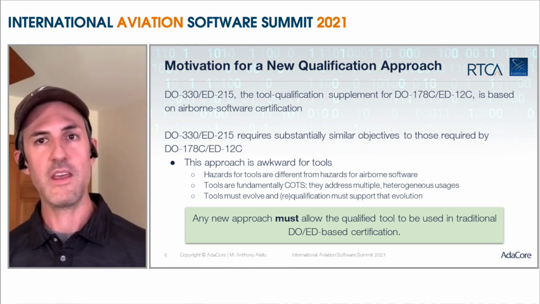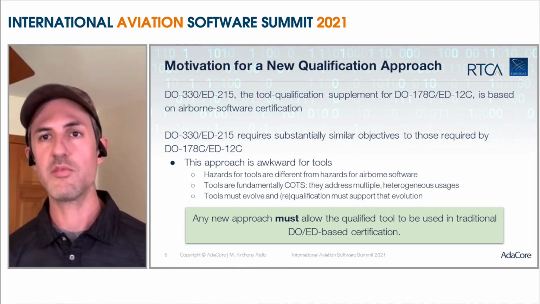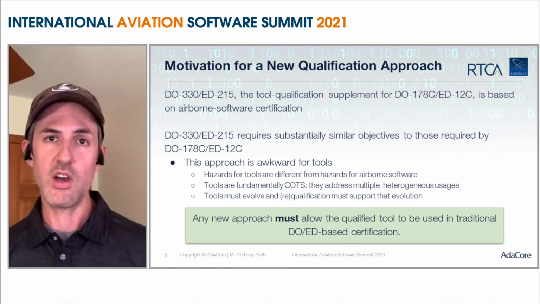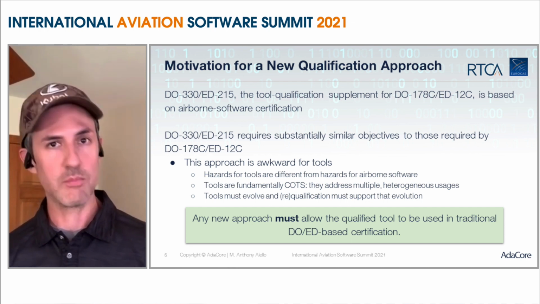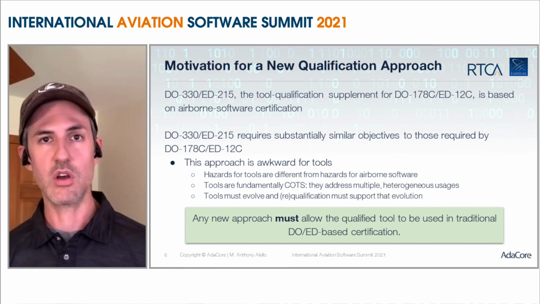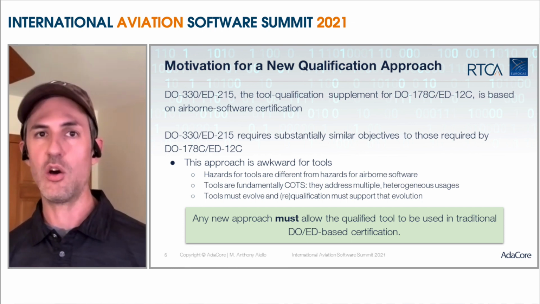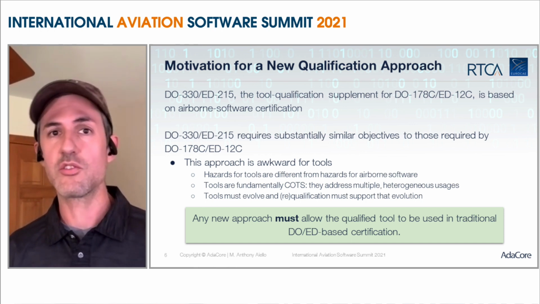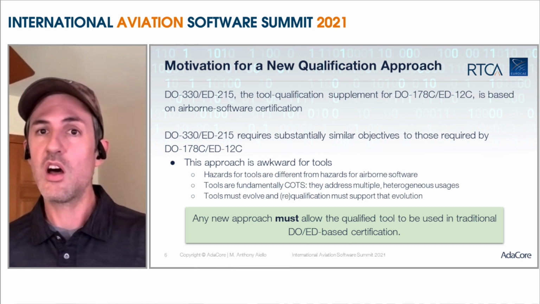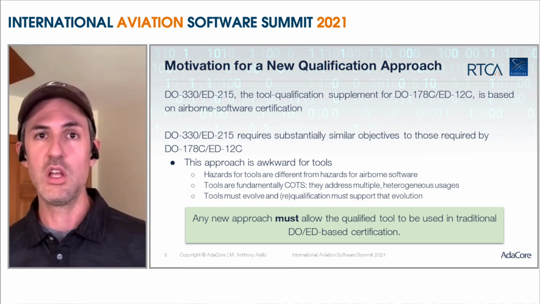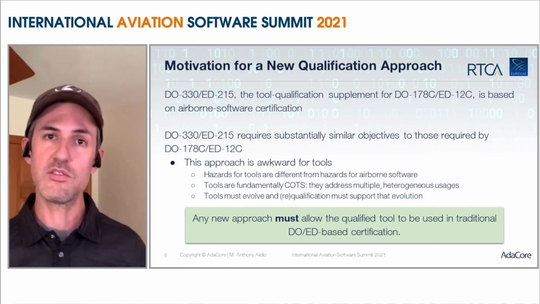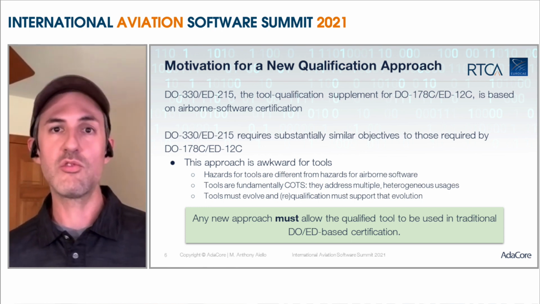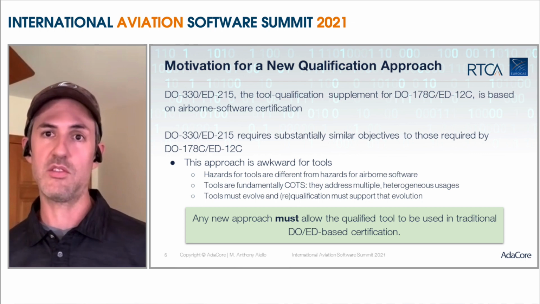So first, the hazards for tools are very different from the hazards that you see for airborne software. For airborne software, for example, it's generally completely unacceptable for the software to halt and fail to produce any output. For a tool, on the other hand, if the tool detects that there's some problem and halts, this is not an issue for the user of the tool. It's an annoyance, and it undercuts the business case for the tool, but it doesn't undercut the safety of the use of the tool in a qualified process.